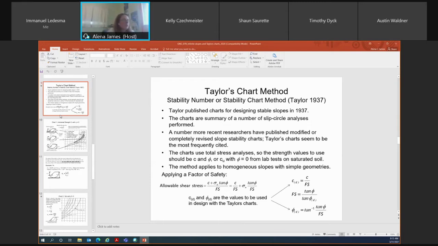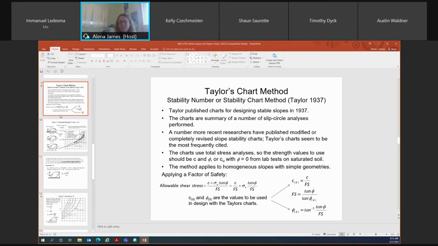A number of more recent researchers have published modified or completely revised slope stability charts, but Taylor's charts are the ones that are most frequently cited. The charts use a total stress analysis, not an effective stress analysis. So the strength values used should be cohesion and friction angle, not effective cohesion or effective friction angle. And you can also have an undrained shear strength with a friction angle of 0 from lab tests on saturated soil. This method applies only to homogeneous slopes with simple geometries.